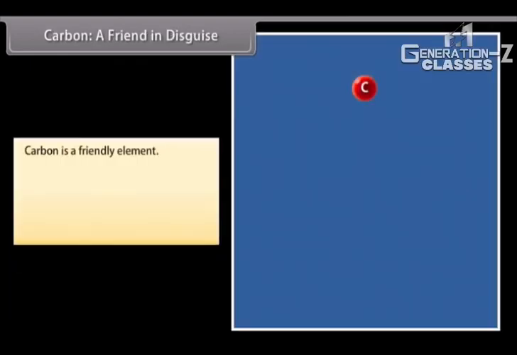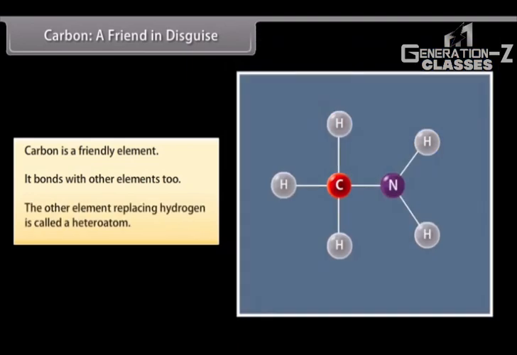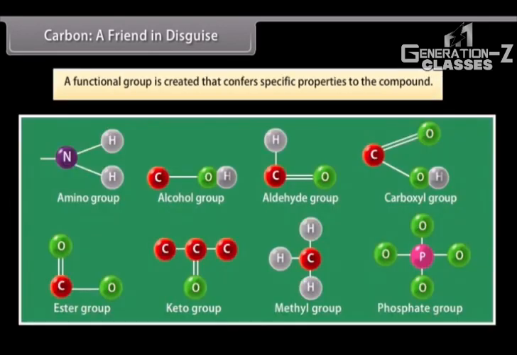Carbon, a friend in disguise. Carbon is a friendly element. It not only bonds with hydrogen, but also with other elements such as halogens, oxygen, nitrogen, and sulfur. The compounds are formed in the same manner as with hydrogen. However, instead of hydrogen, another element is used, and this element replacing hydrogen is called a heteroatom. A functional group is created that confers specific properties to the compound without considering the length and nature of the carbon chain.